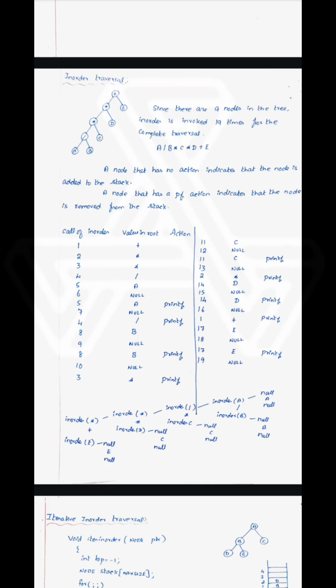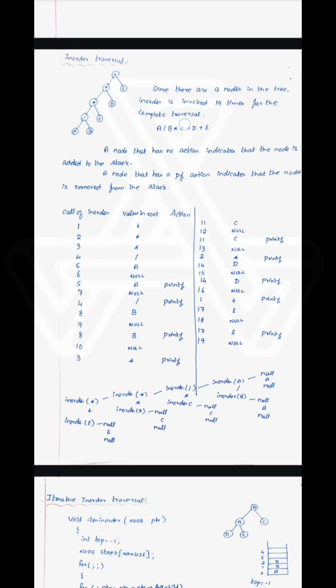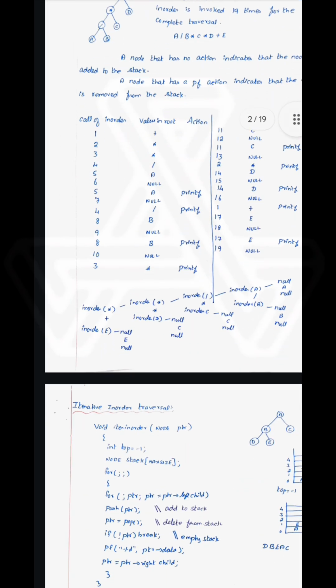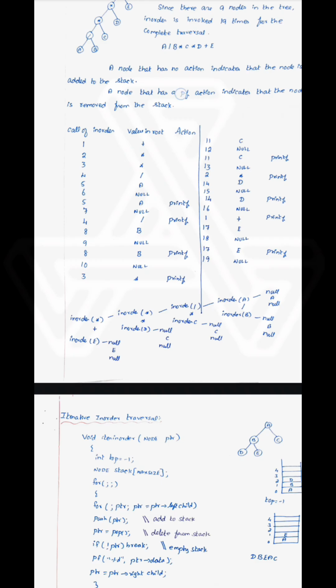Value in the node is A, value in the node is slash, printf this, then A slash B will be happening, then printf null, then B will be printed, then null again. This will happen in inorder of star, inorder of star, inorder of slash, then inorder of A null, null, B null.